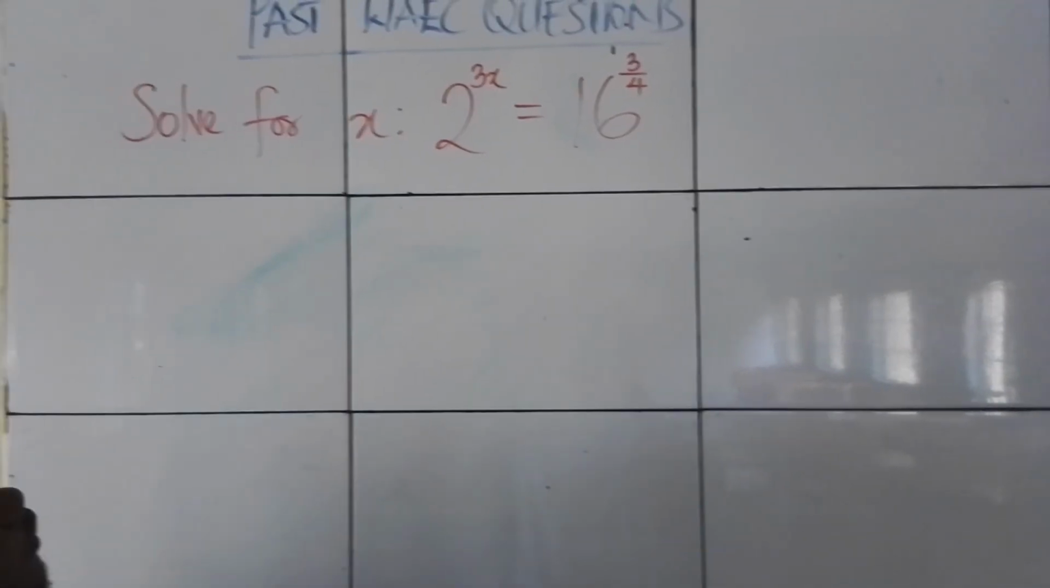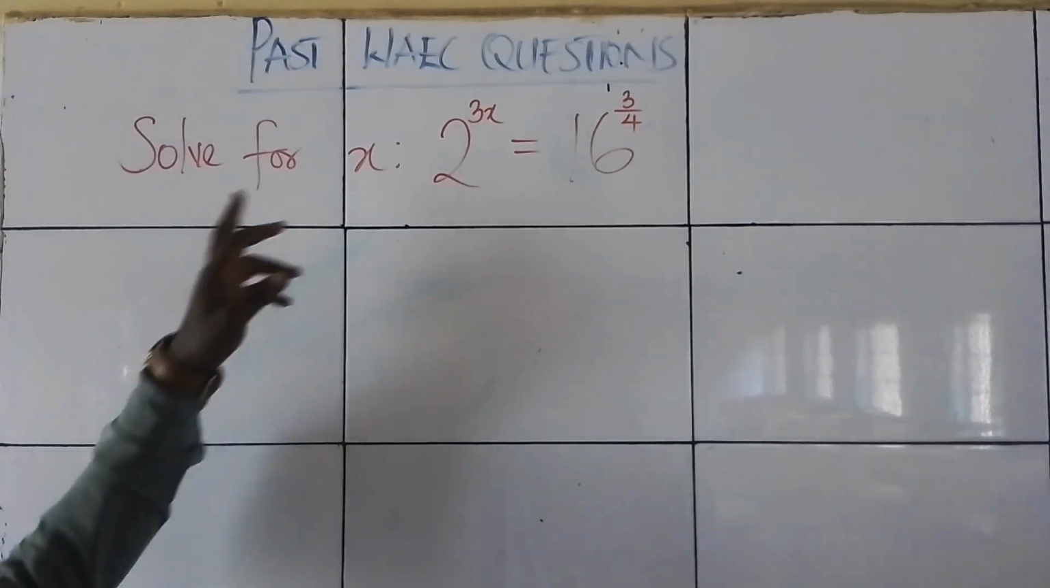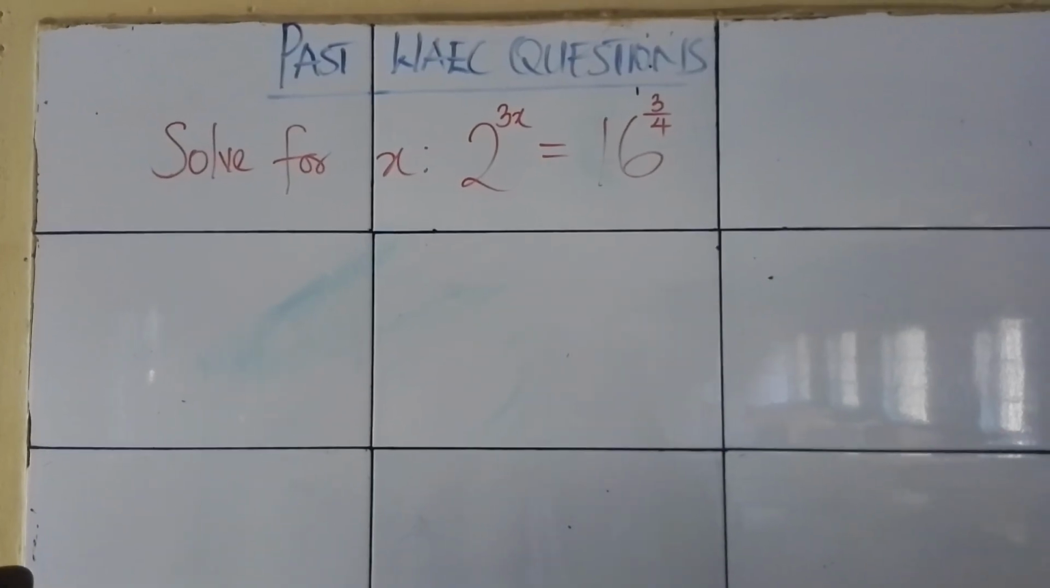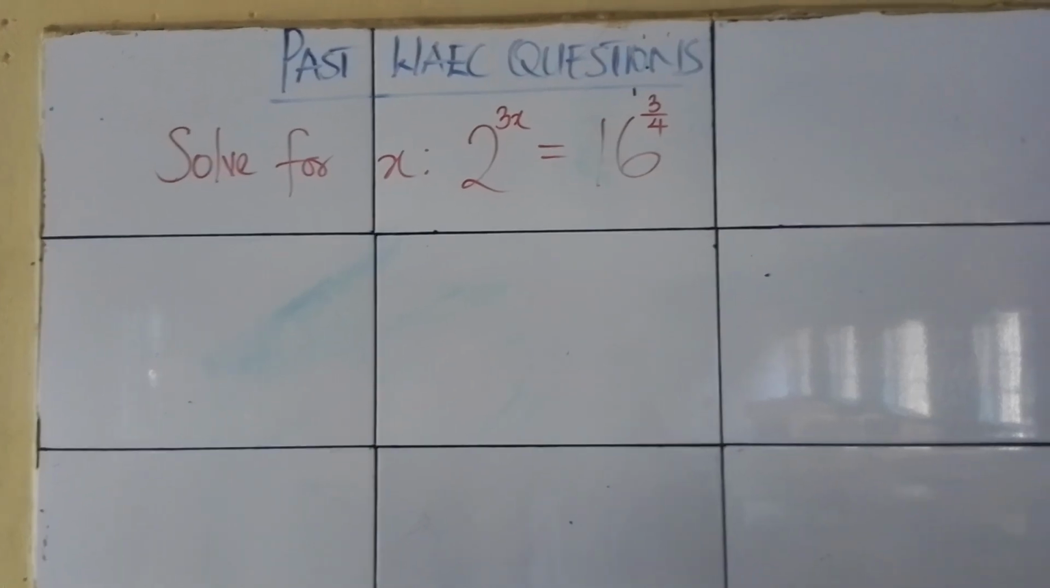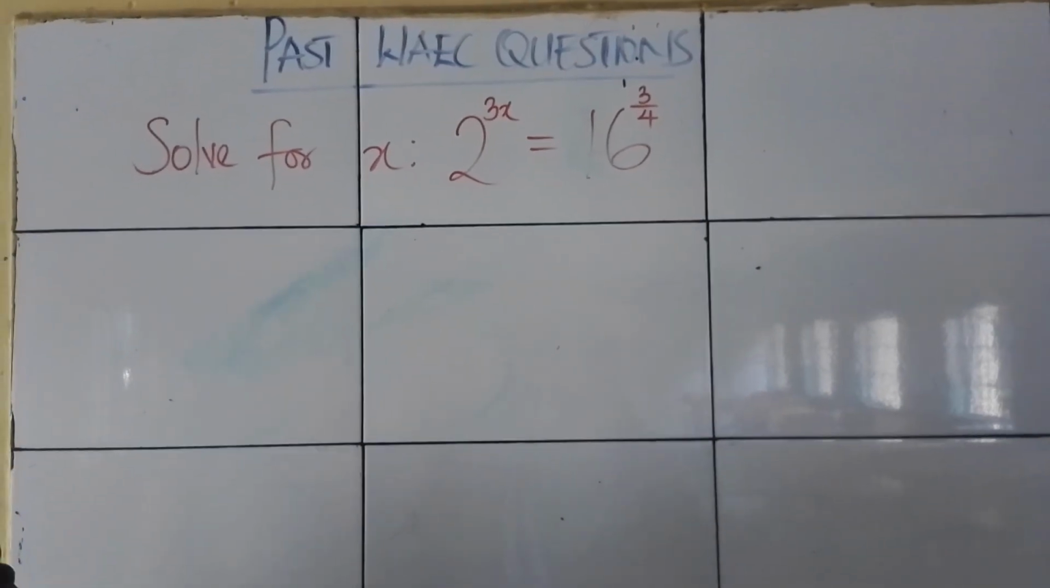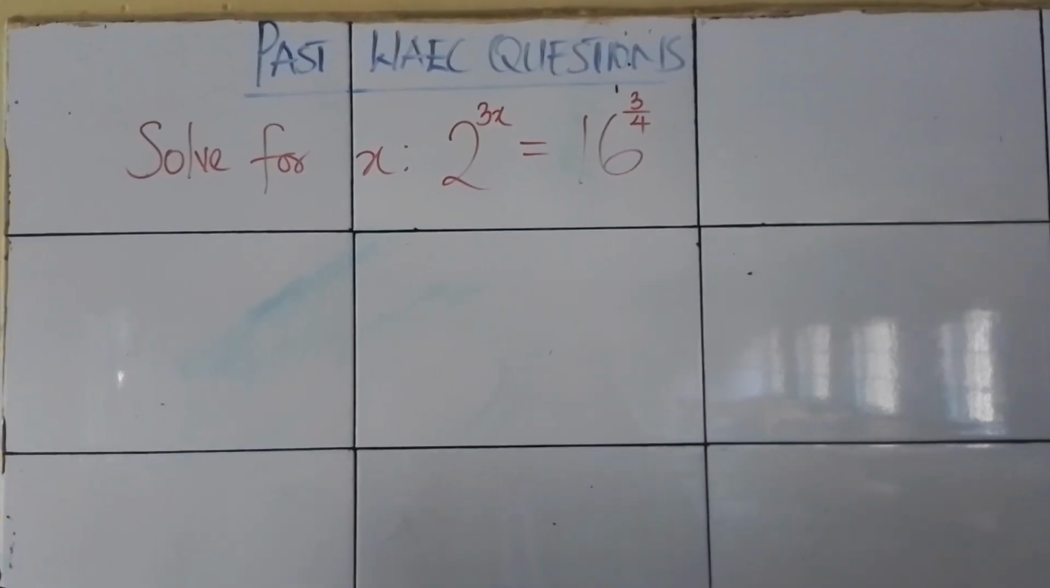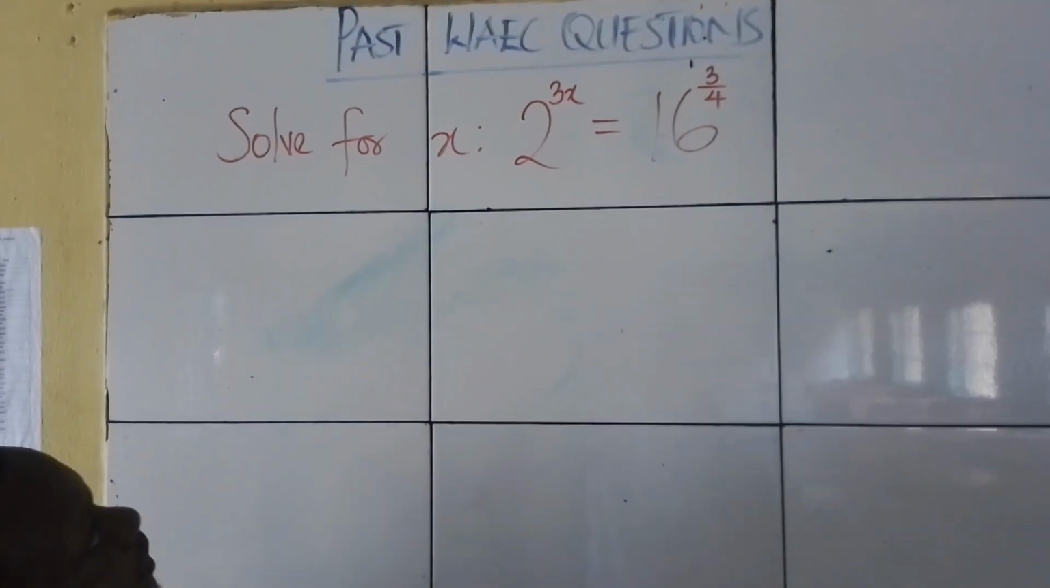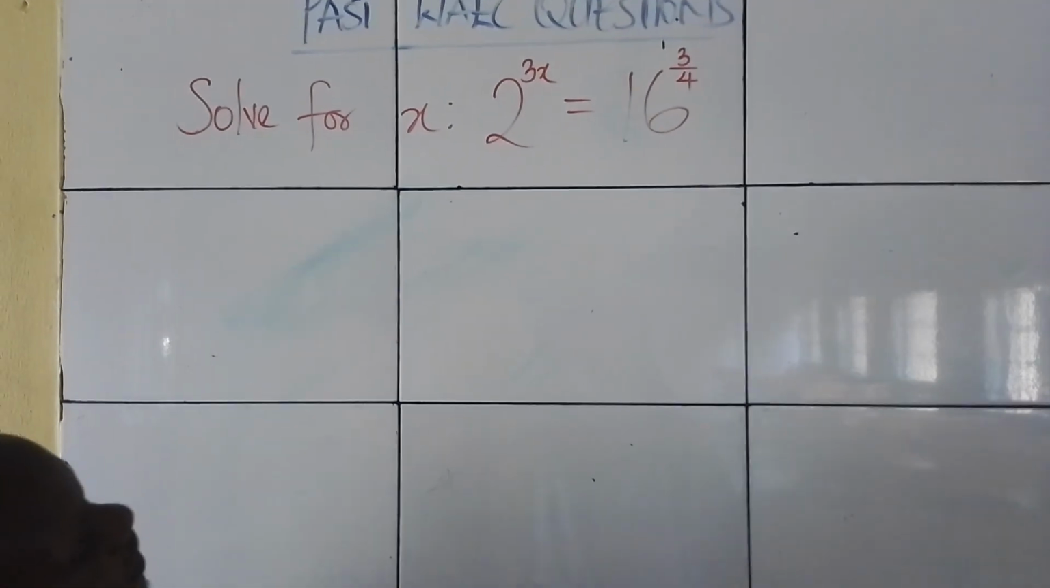Alright, students, so today we are going to be working on past WAEC questions. The first question I have here says 2 raised to the power of 3x equals 16 raised to the power of 3/4. And we're asked to solve for the value of x.